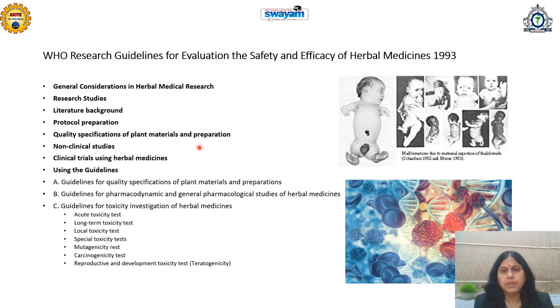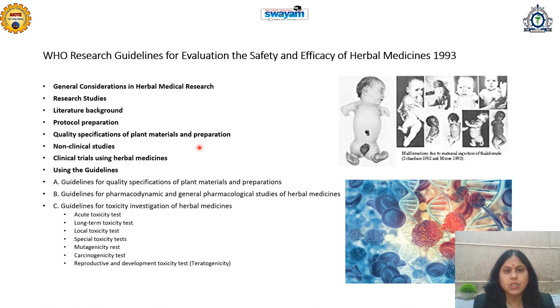Literature background plays a very important role in the case of herbal medicines, even in the case of traditional medicinal plants, because this gives us an idea of how long these particular medicines have been utilized, how safe they are, and what the evidences are for their quality, safety and efficacy. Then protocol preparations, either for safety research or for efficacy research: what type of considerations or information is required is mentioned here.